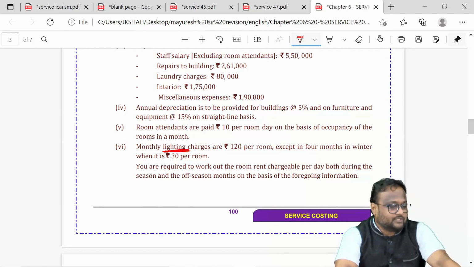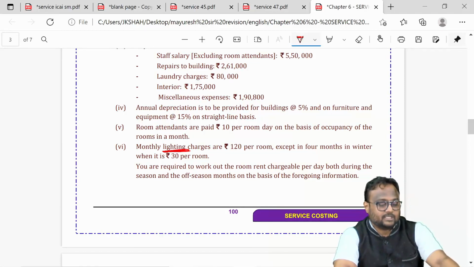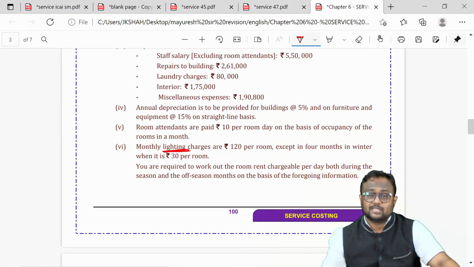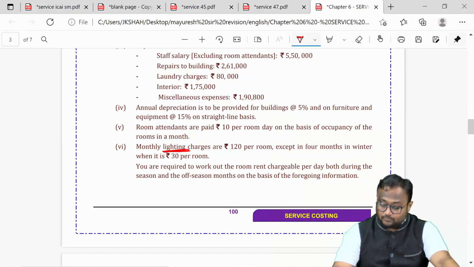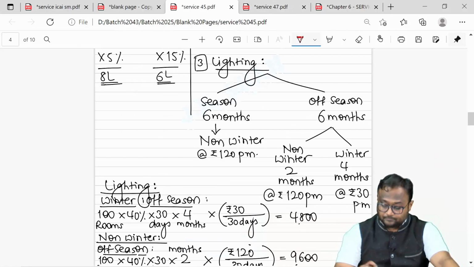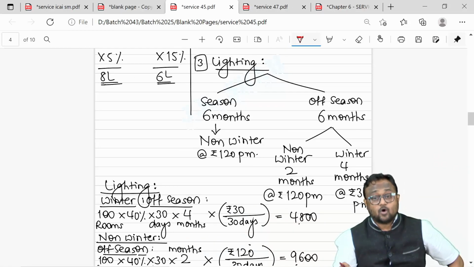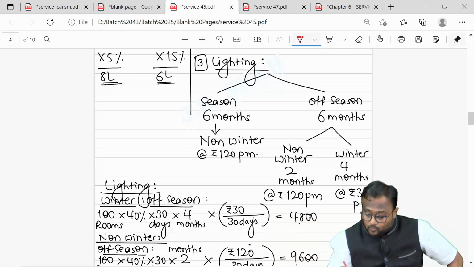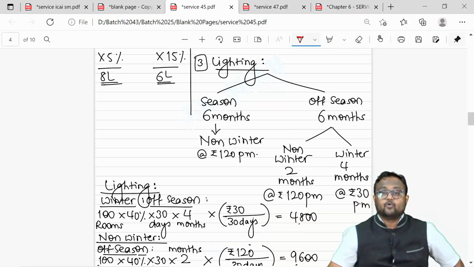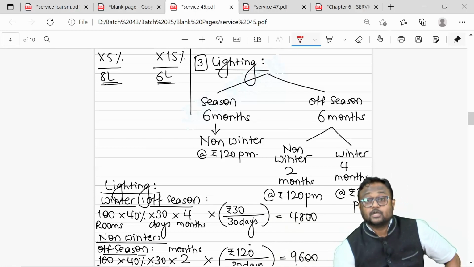In winter occupancy is less, in non-winter occupancy will be more. If winter occupancy is less, it must be forming part of the off-season, because in off-season the occupancy is less. So, look at my calculation. Season 6 months, off-season 6 months. Out of 6 months off-season, winter falls for 4 months, where the charge is 30 rupees per month.